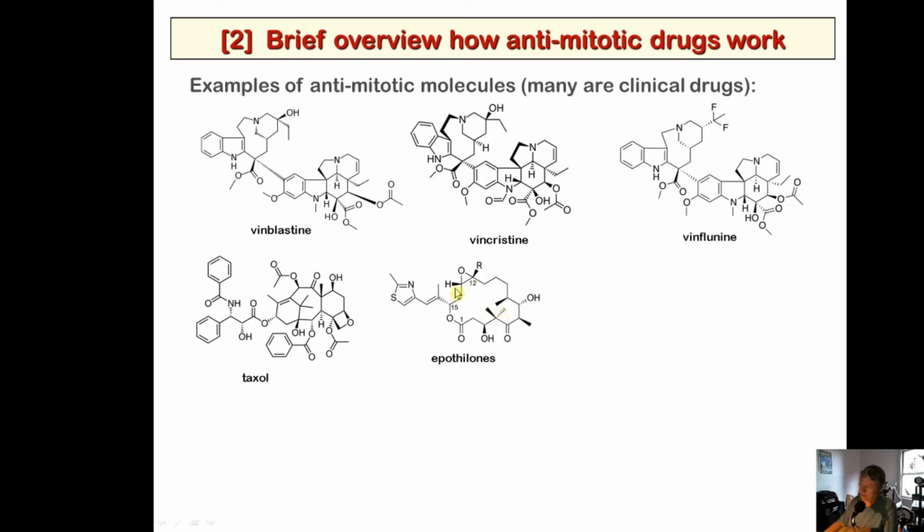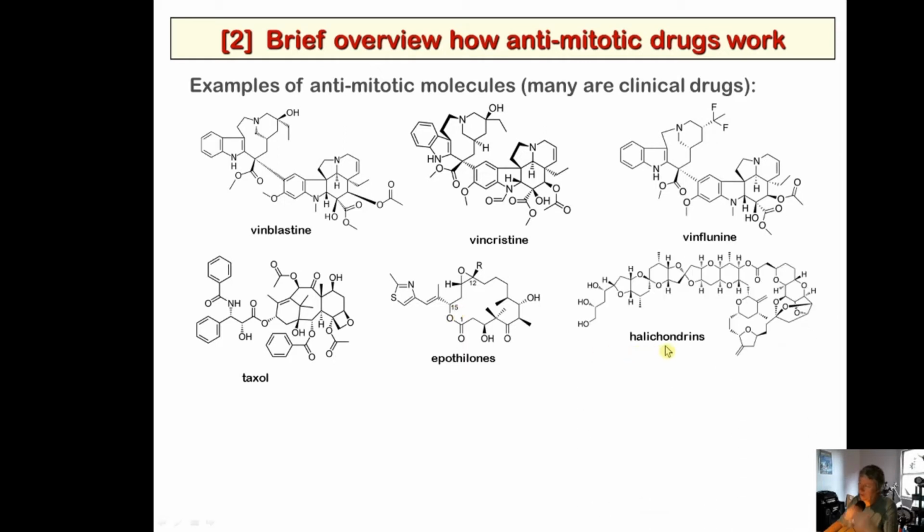Epothilones are other macrocyclic molecules that may be a little less complicated than the other ones, but these have a couple chiral centers, and these also bind to tubulin and have an antimitotic effect. The halichondrins are another class of pretty crazy molecules, with a lot of chiral centers and these weird spirocenters, the little carbons with multiple oxygens on them. There's a lot of drugs that have that kind of arrangement, and a lot of chirality and structural complexity.